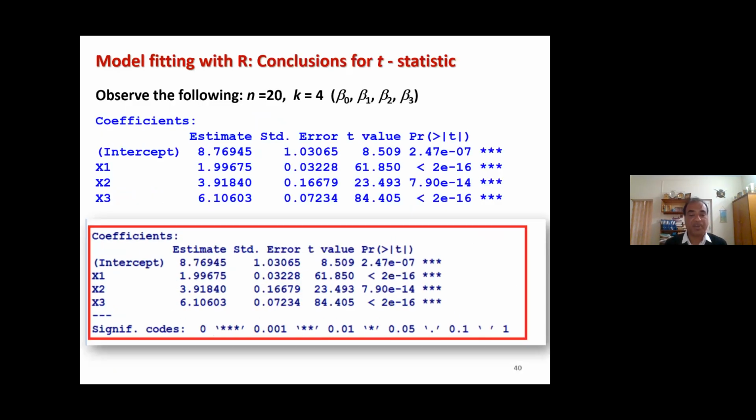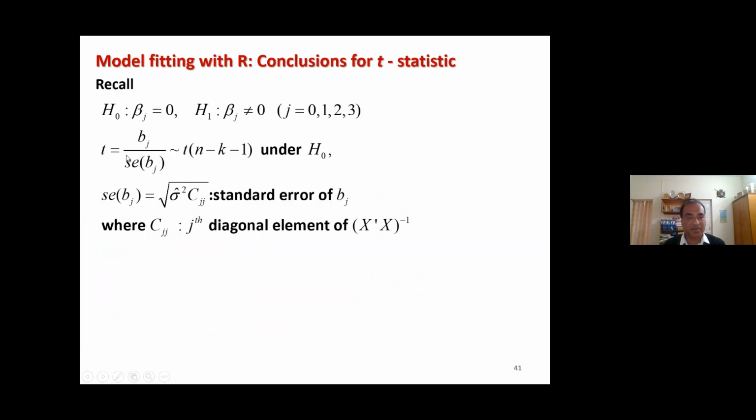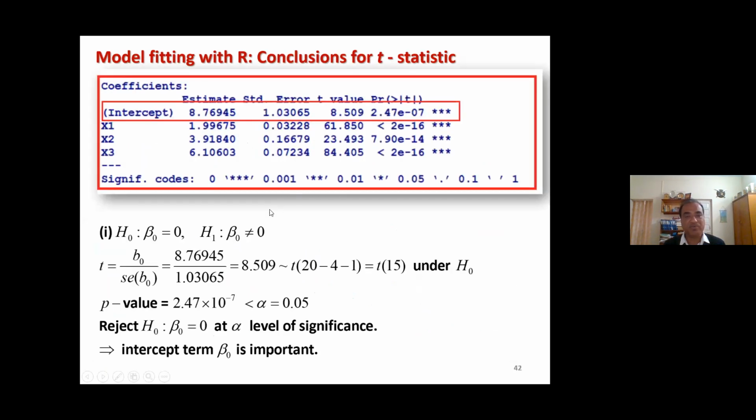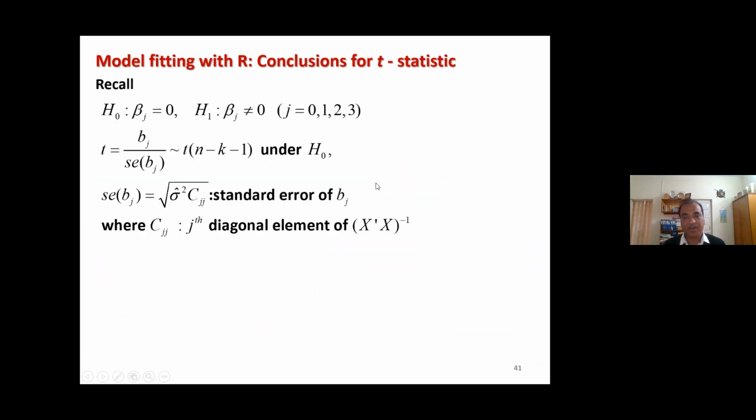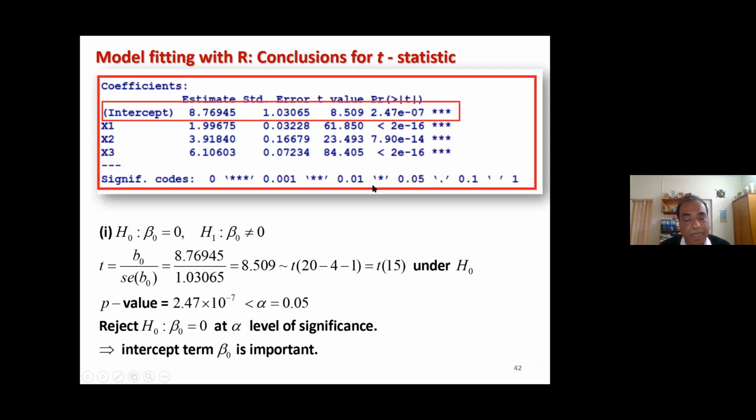Now, if you come to this fourth part, this is the t value. So t value is giving you the test of hypothesis, which is related to this test of hypothesis, t is equal to bj upon standard error of bj. So now if you just consider this fourth column, I give it here in a more detailed way. If you see the rectangle inside the rectangle, you can see the t value here is 8.50.